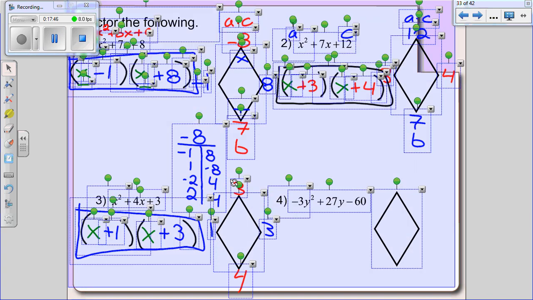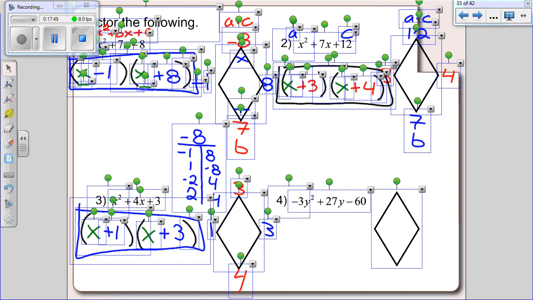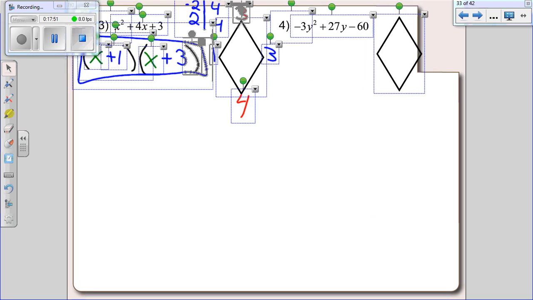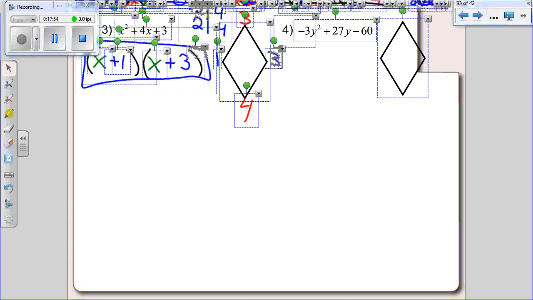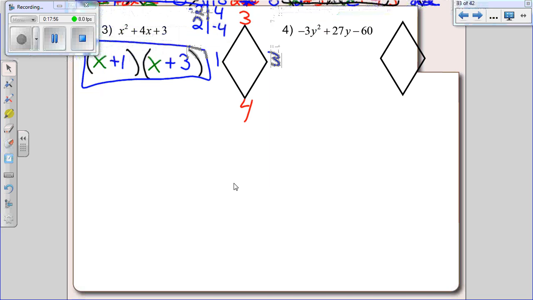The trick to number 4 is remembering our factoring tree. The first step to any factoring problem is to do a GCF. So you need to look at your beautiful trinomial and check to see if there's a number that can divide into all of these numbers. Is there a number that divides into 3, 27, and 60? Can 3 divide into all of those?